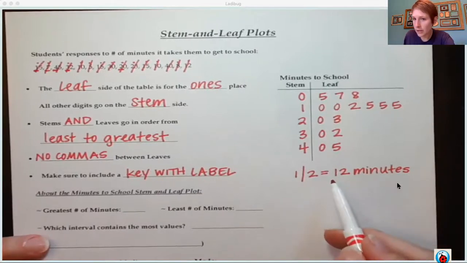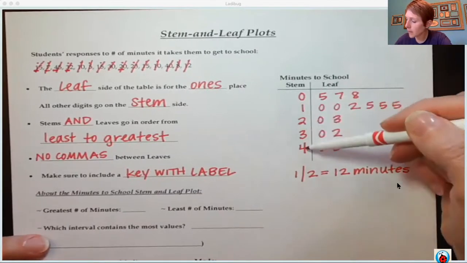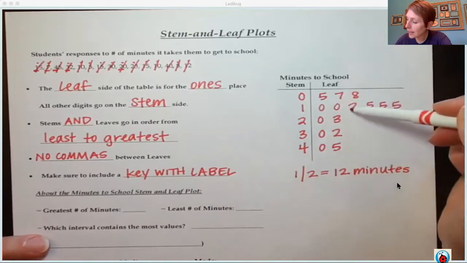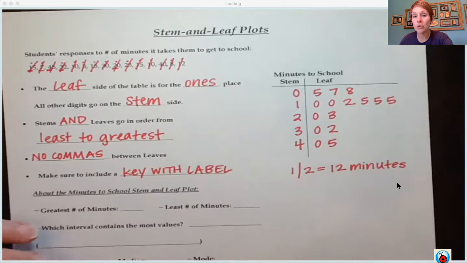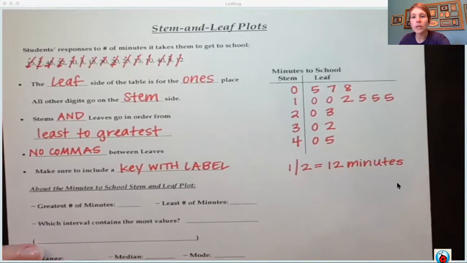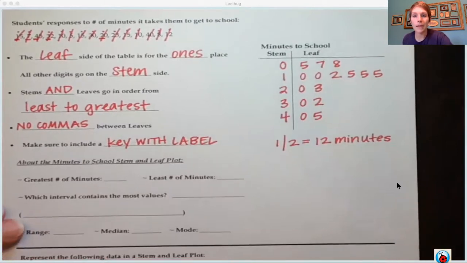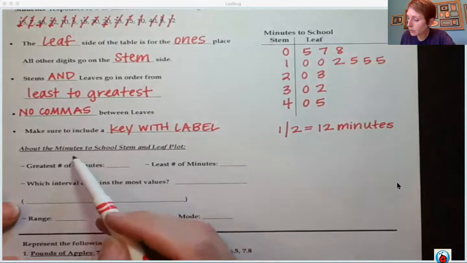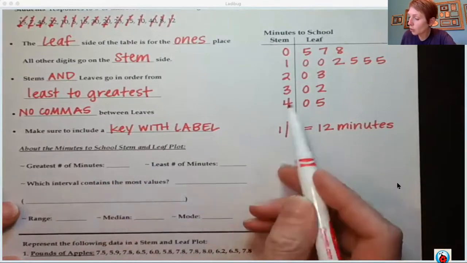Now that tells someone, you take a number from the left side of the plot, you take a number from the right, put it with that number, and read it as a 2-digit number, okay? Now, we are also going to be answering questions about stem and leaf plots. So, let's look right here. These questions right here go with what we just made.